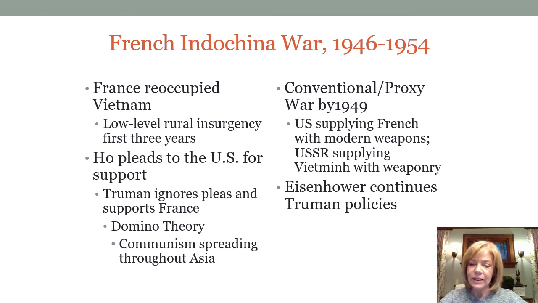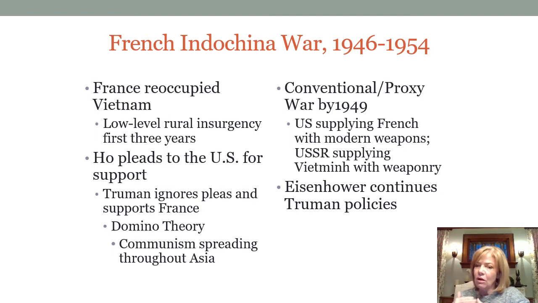Ho Chi Minh pleads to the United States for assistance, but Truman ignored his pleas and instead supports France. This was a time where right after World War II, we enter into the Cold War, right? We've talked about this before. And it was the belief that if one Asian country fell to communism, then they're all going to fall. And then there will be worldwide domination by the communists, right? So instead of supporting the Vietnamese, we supported the French financially and with supplies, right?